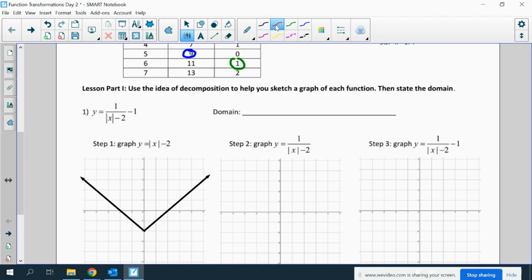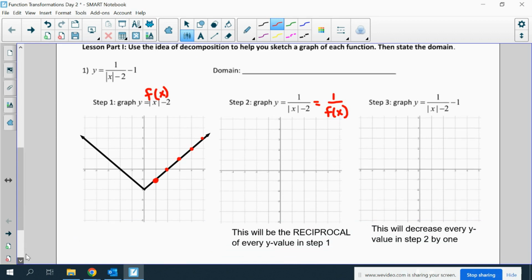So if we think of this as f of x, then what I have in step 2 is 1 over f of x. So what I would do is I would take every single y value here along each of these spots, and then I would take the reciprocal of each of these y values in step 1.